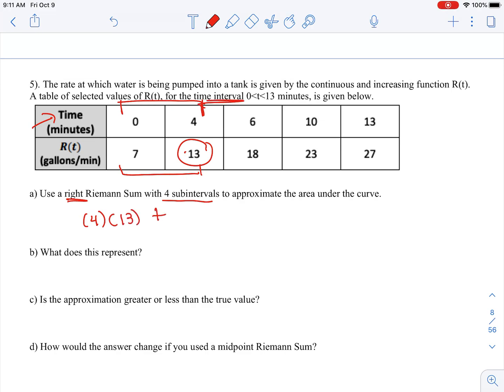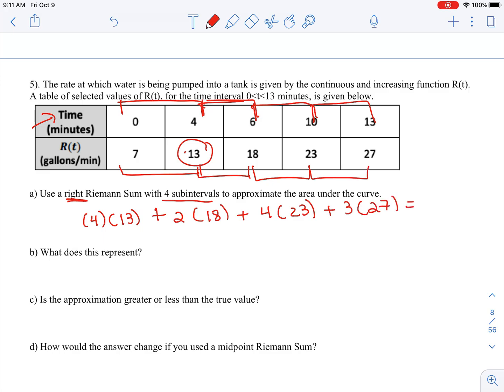Your second rectangle goes from here to here. Width is 2, and then I'm hitting on the right side, so the right number, y value, would be 18. And so the pattern continues. The next one would be 4. Then right hand would be 23. And the last one would be 3. Right hand value would be 27. And if you punch this all out, you get 261.